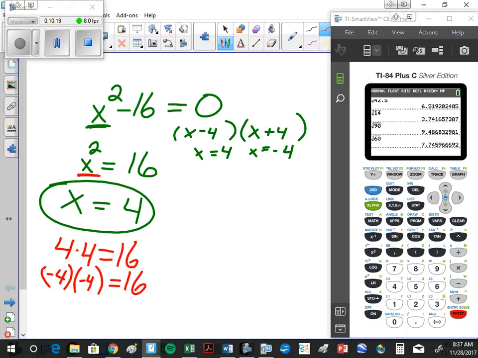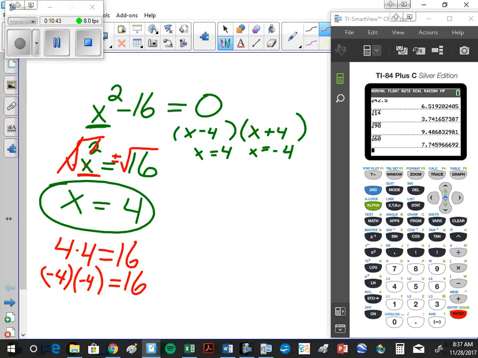Every time you square root a variable to the second power, the square root and the squared will cancel. Okay? But on the other side, when you write the square root, you need to remember to write plus or minus, because there are two options.